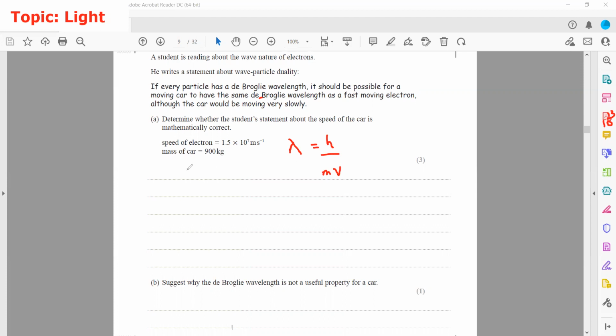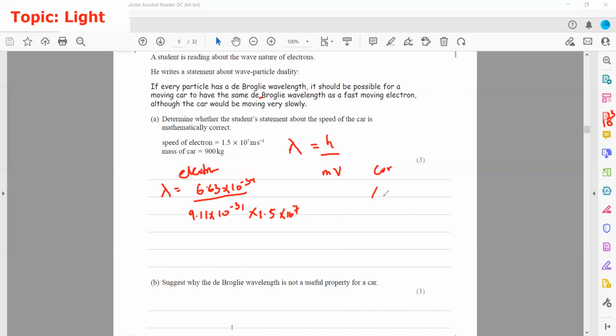So we are finding the wavelength associated with the electron and the wavelength associated with the car. The wavelength is equal to Planck's constant, which is 6.63 × 10^-34, divided by m, the mass of the electron. This is a constant value, given at the end of the exam paper: 9.11 × 10^-31 kilograms, multiplied by the speed of the electron, which is 1.5 × 10^7.